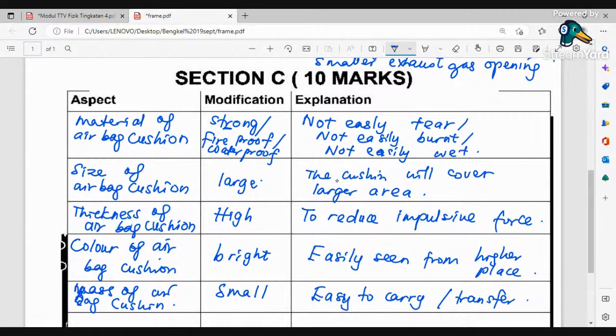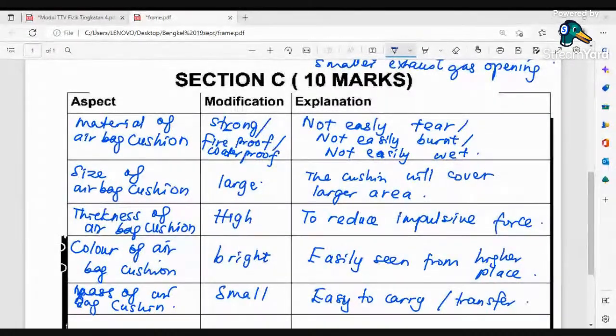Ini cara untuk jawab soalan ni. Okay. Okay, do you have any question? Those online with me, ada soalan tak? Or you have any other idea? Ada idea lain tak untuk soalan ni? Do you have any other idea about the airbag cushion? What else that we can include?